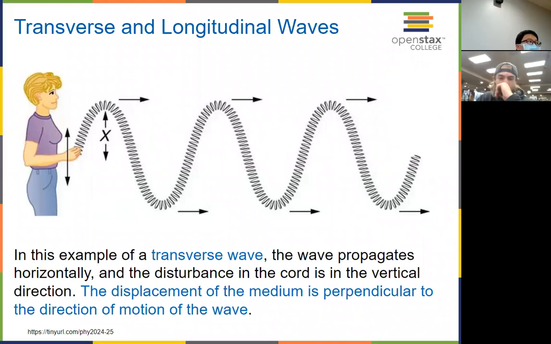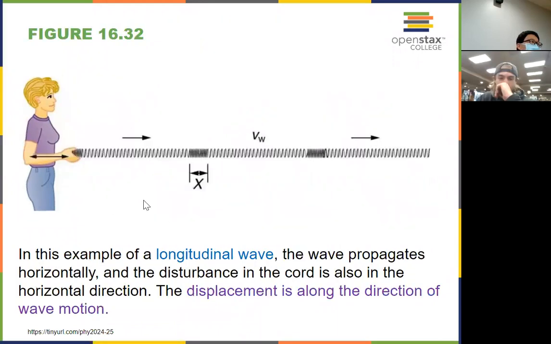Now for the longitudinal waves, in that case, if the wave is going in this direction, the oscillation of the medium is in that same direction. The medium doesn't go along with the wave, it goes back and forth, but the vibration is in the same direction. If this is horizontal, it's also horizontal. So those types of waves are called longitudinal waves.